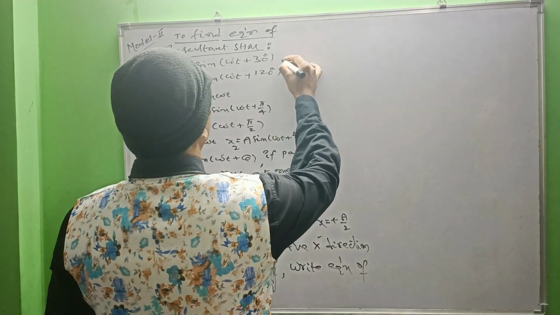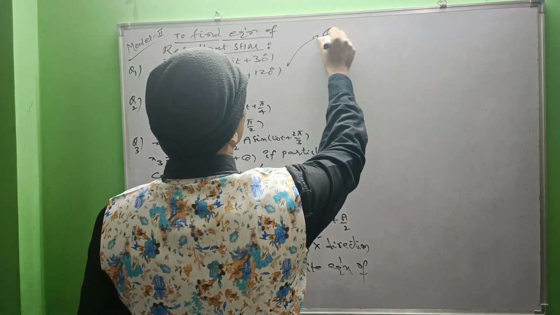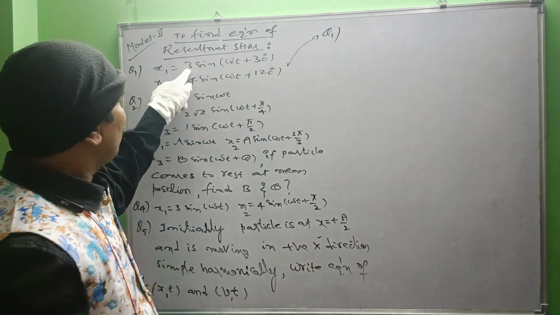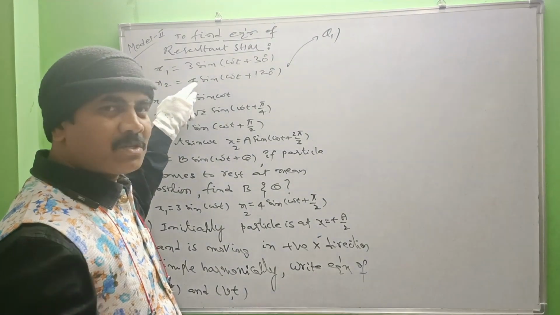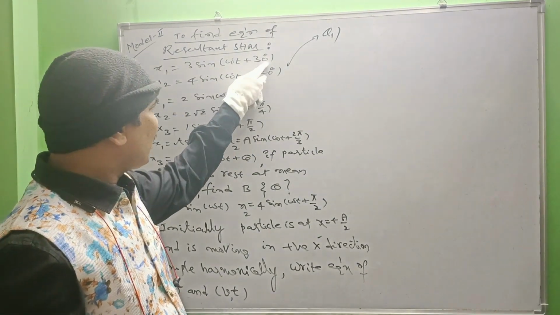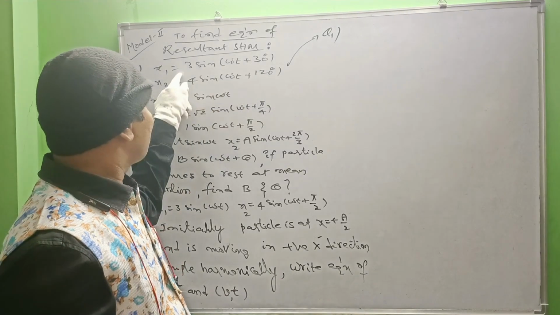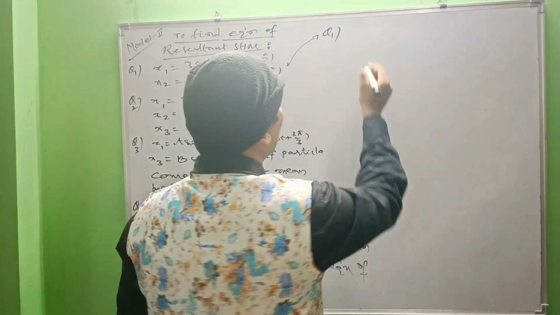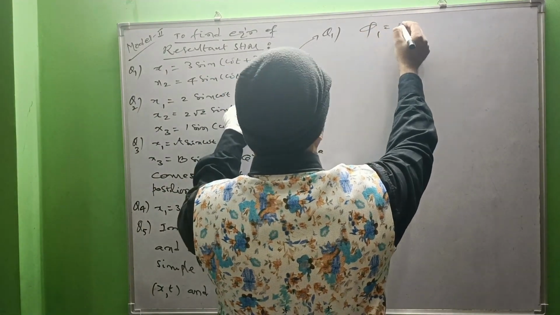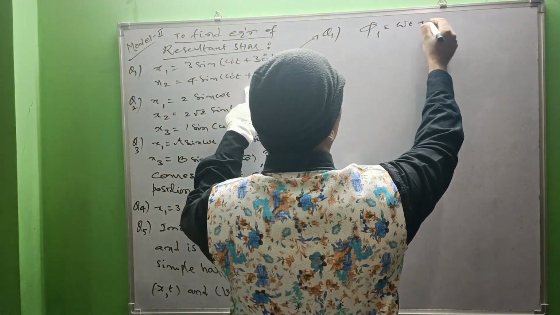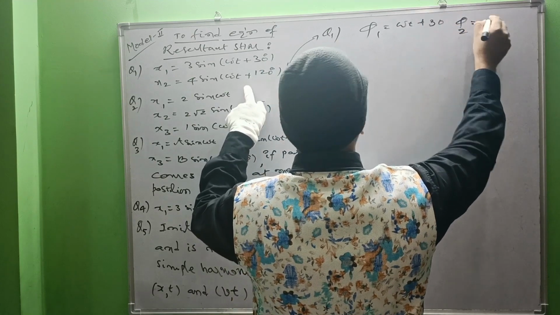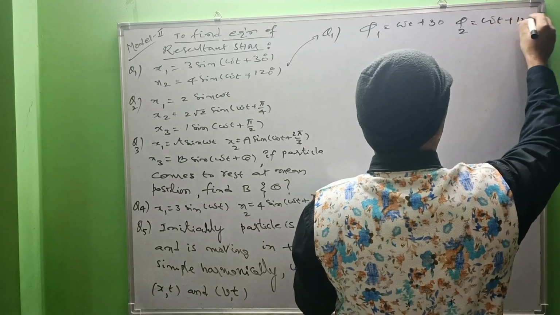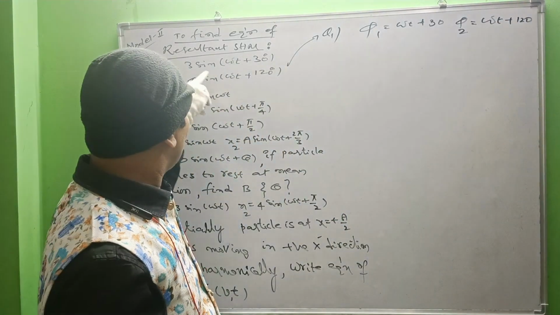So here, question number one, solution. What is the amplitude in x1? 3 is the amplitude. What is the amplitude in x2? 4 is the amplitude. Now omega t plus 30 is the total phase of the first expression, and omega t plus 120 is the total phase of the second expression. So phi 1 equals omega t plus 30, and phi 2 equals omega t plus 120.